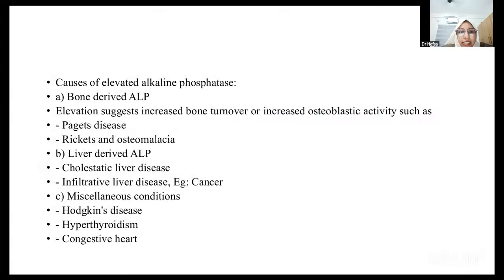Next, I put a slide from Davidson to make you understand which conditions have elevated alkaline phosphatase levels. Make these sections thorough, as except questions can come in a jumbled-up way from this section.